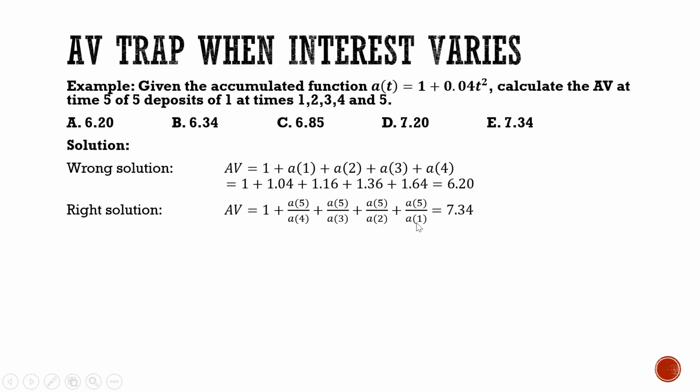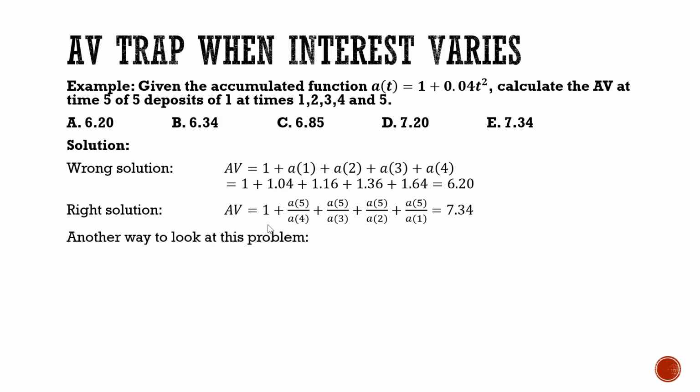So the last term represents the $1 deposited at time 1. Then similar for $1 at time 2. We divide by a of 2 to bring it to time 0, and then times a of 5 to have the accumulated value at time 5. And similarly for $1 at time 3, time 4, and time 5.